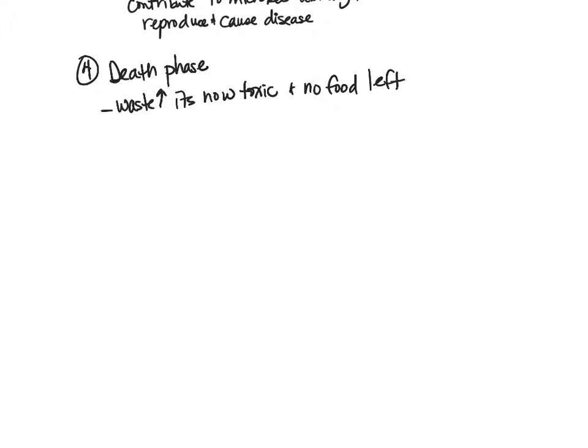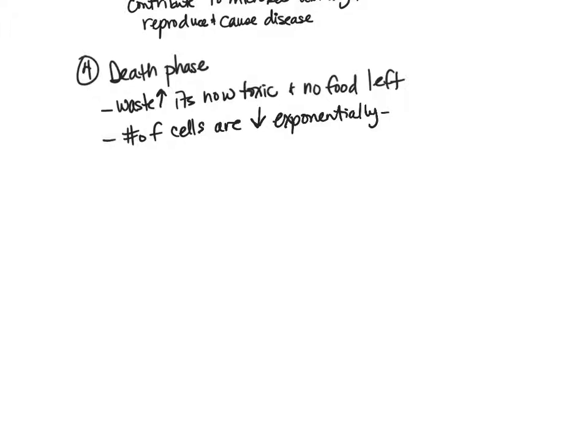So at this point, there's so much waste in the broth culture, for example, that it's starting to affect the cells that are living. And then also, since there's no food left, all of the nutrients have been used up, then they don't have anything to metabolize, so they're starting to die. Then at this point, the number of cells are decreasing exponentially. So again, when we saw in our log phase, we saw an increase, a logarithmic growth. In this case, we're seeing logarithmic death.